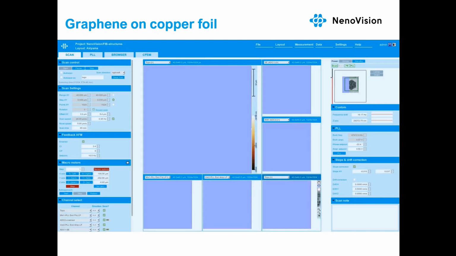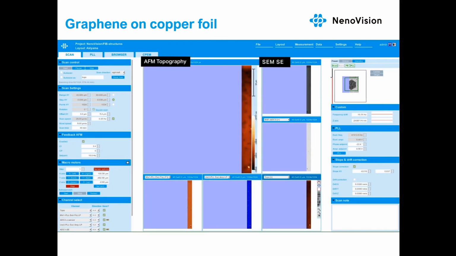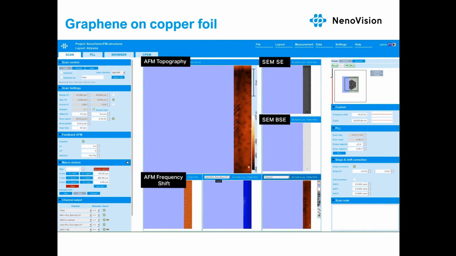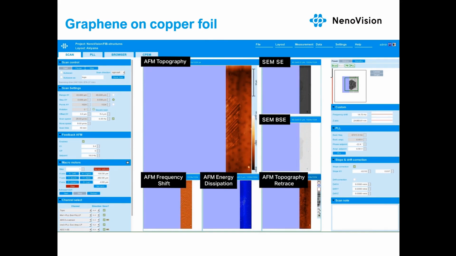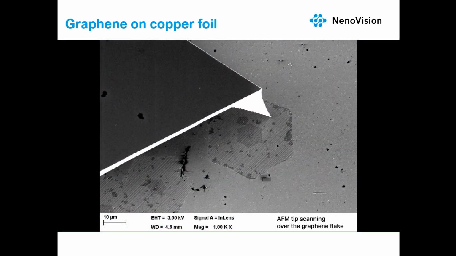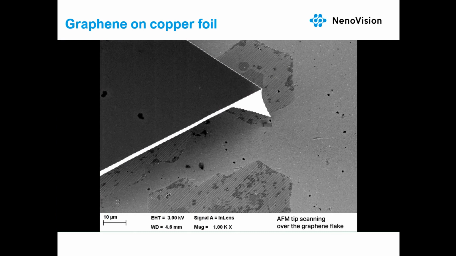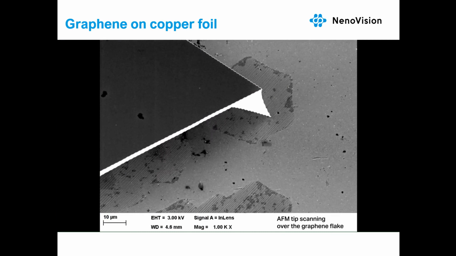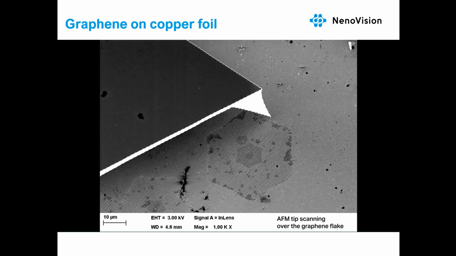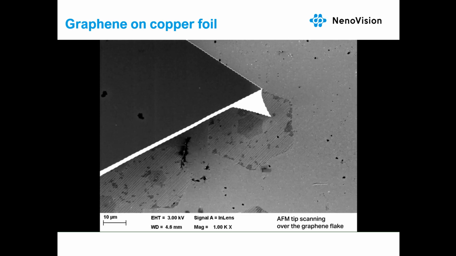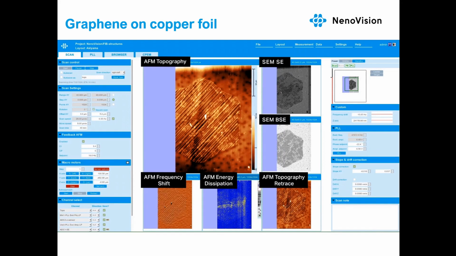The possibility to record both AFM and SEM channels at the same time is shown here in NanoView software. You can see analysis of a graphene flake in 6 different channels. The SE and BSE signals come from the SEM, and 4 channels, topography, energy dissipation, and frequency shift, come from LiteScope. Also, the video shows precise AFM tip navigation to the area of interest and control over the scanning process in the SEM view. Of course, the choice of the appropriate channels will depend on the application and on the user.